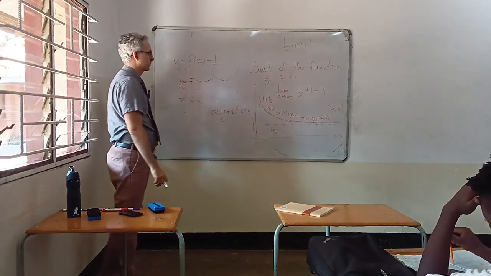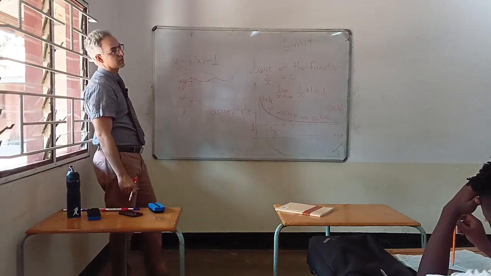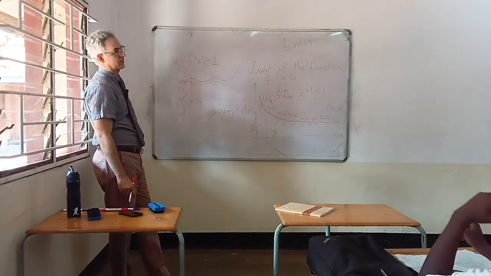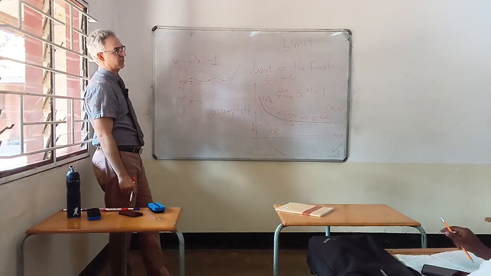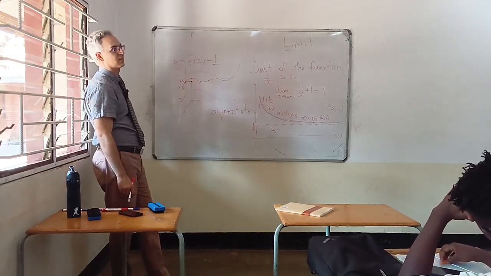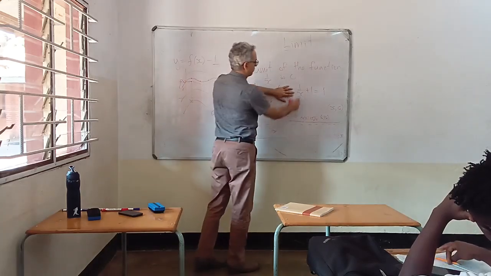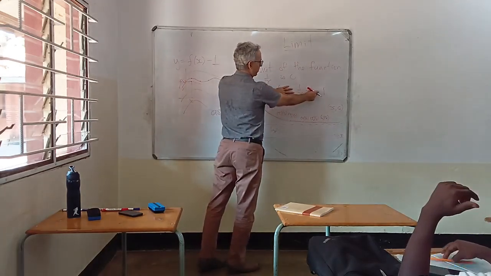1 over x plus 1 is 1. The limit as x goes to infinity of 1 over x plus 1 is 1. If I don't put the limit, 1 over x plus 1 will never equal 1.